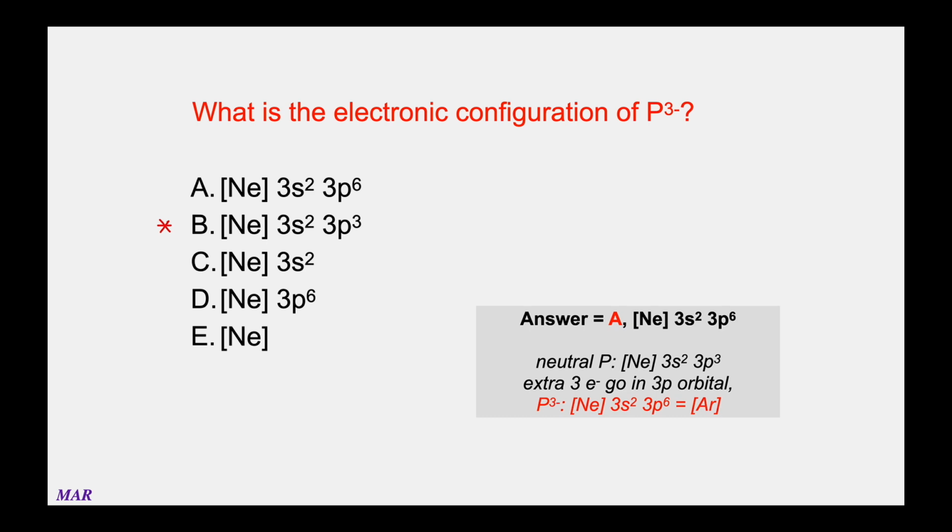Most of the main group metals and nonmetals will adopt a noble gas electron configuration. So of those 4 possibilities up there, only E, neon, and A, neon 3s2 3p6, which is argon, would be noble gases. Those would be the best places to start, but we figured out, because we're cool, that A is the best answer. All right.